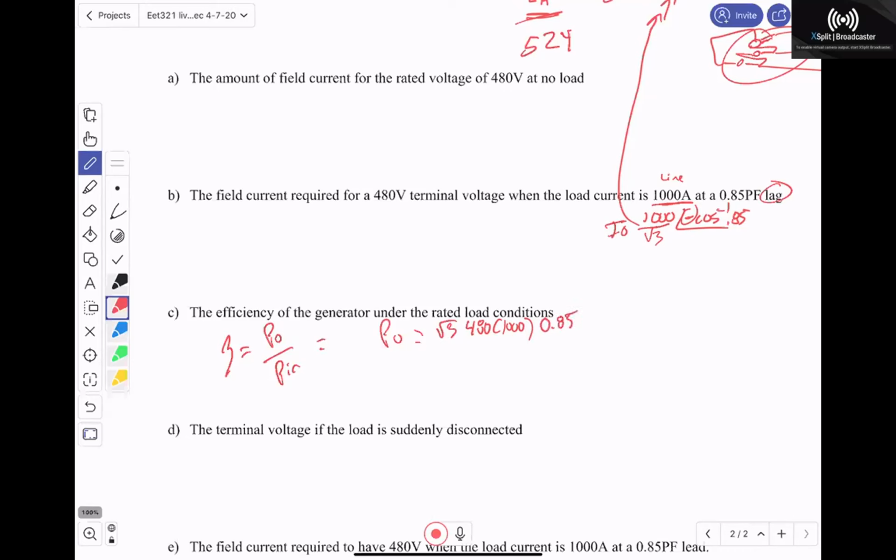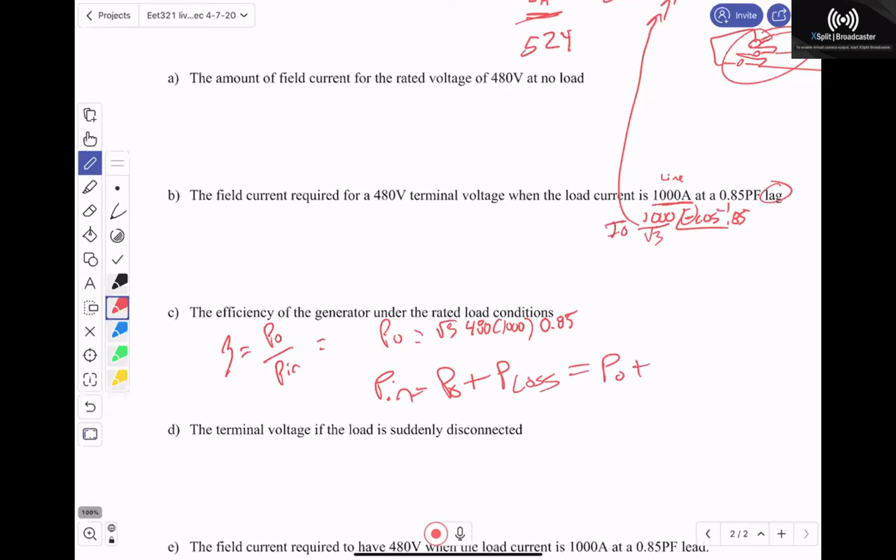And that's the power to the utility, the interconnection. That's P out. How do you calculate P in? I'll give you a clue. It starts with P out. You add the other power losses to it. Yes, other power losses. So it's P out. What are the power losses here?